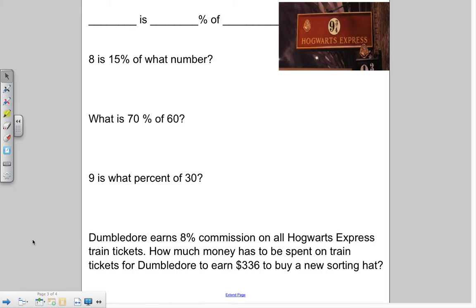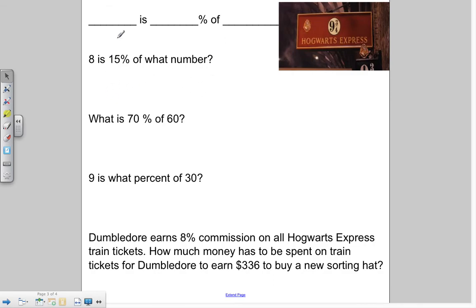Okay, so moving along, we've got another kind of problem that you're going to encounter, which is percent problems that look like this. Blank is blank percent of blank. So here are 3 examples. 8 is 15% of what number? What is 70% of 60? 9 is what percent of 30? So you see how it's a number, or what, is 15%, what percent, of, what number, 60, 30. So it's always going to be in that format.